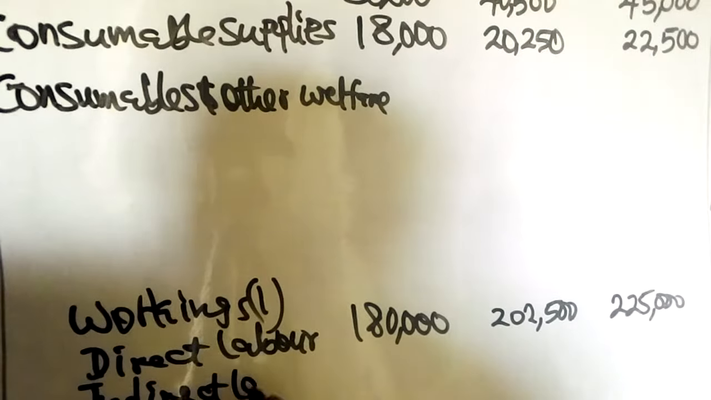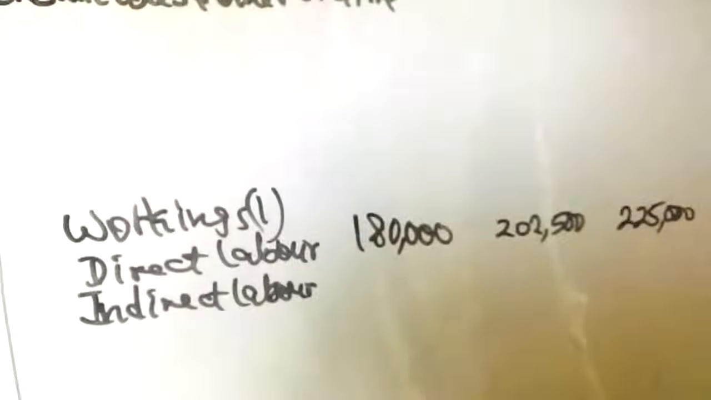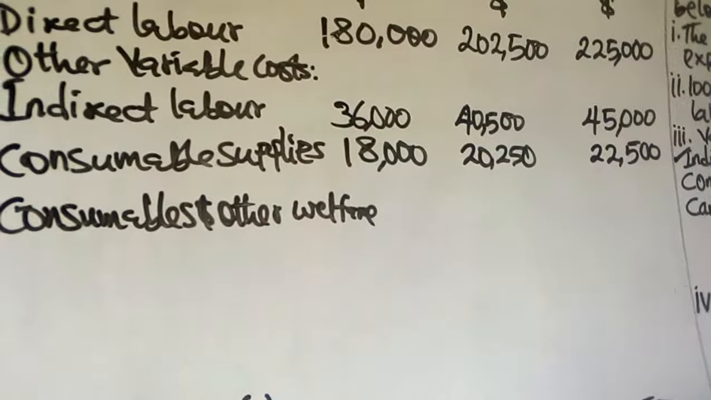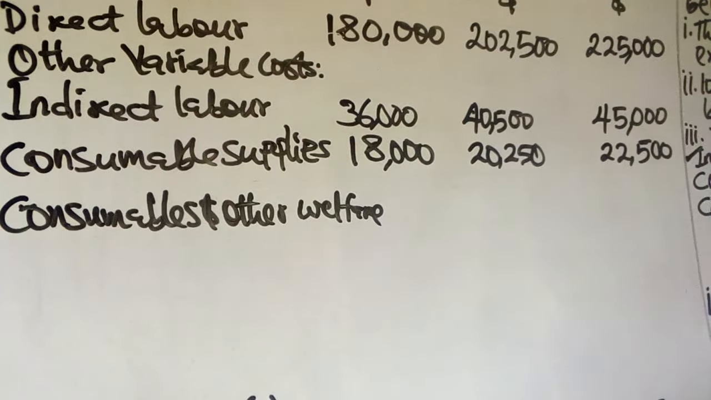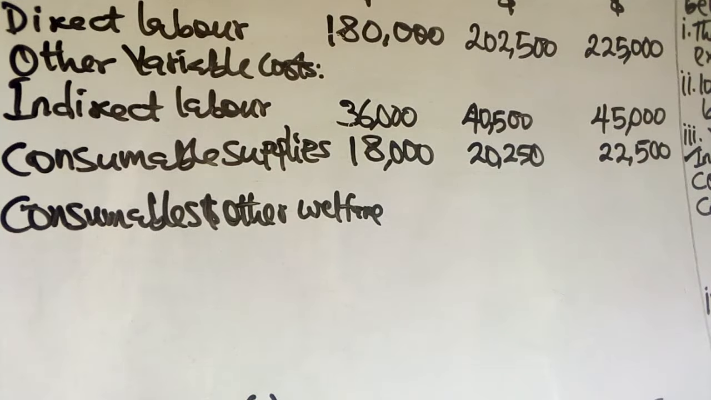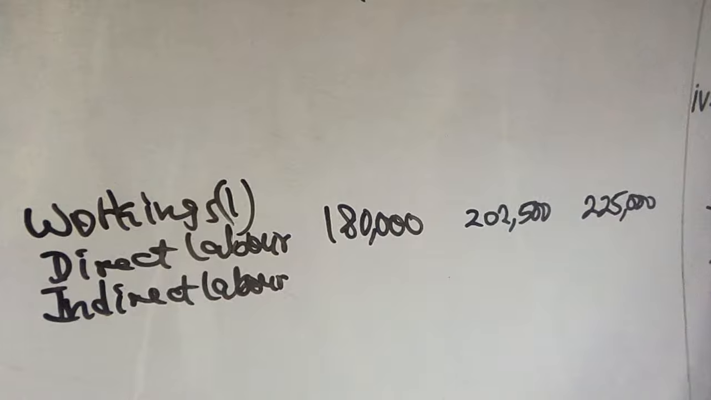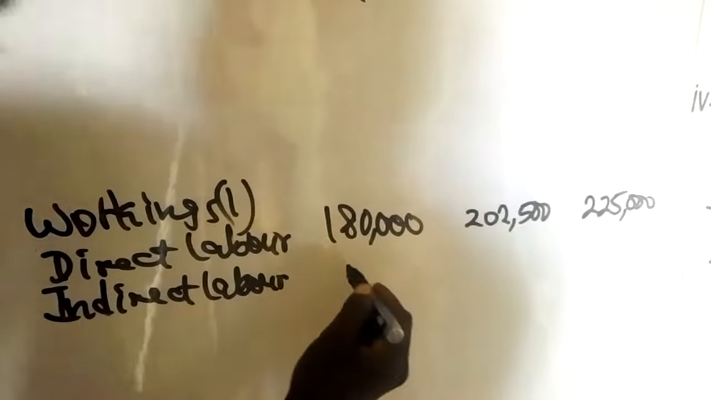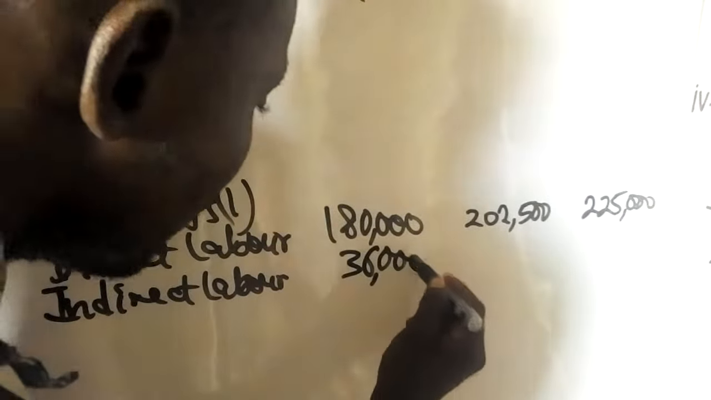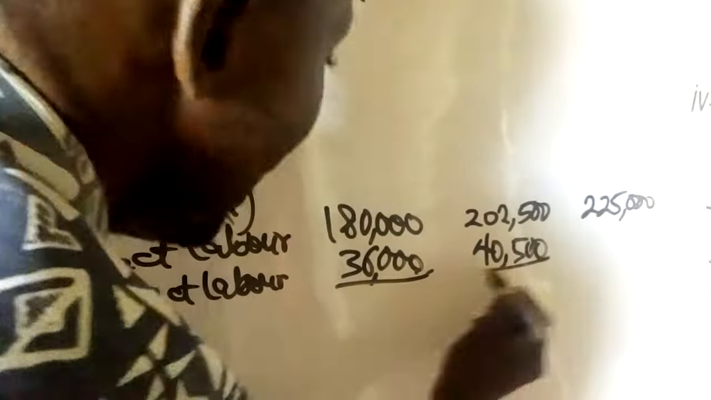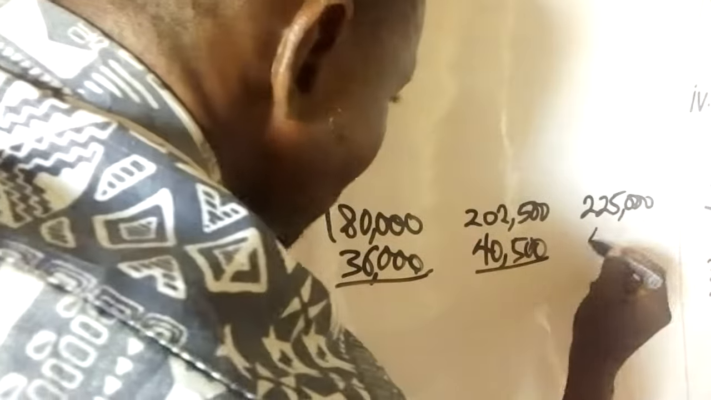Indirect labor. Our indirect labor, we have 36,000, we have 40,500 and 45,000. Indirect labor 36,000, 40,500 and 45,000.